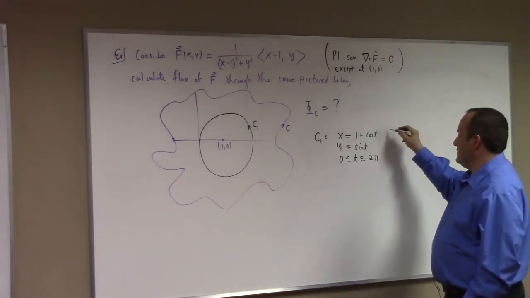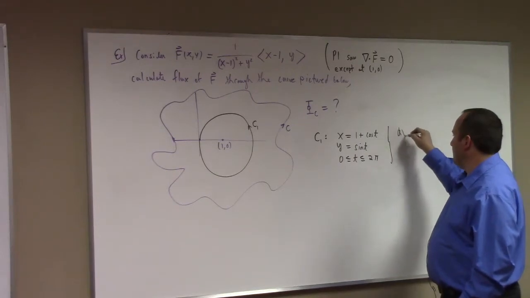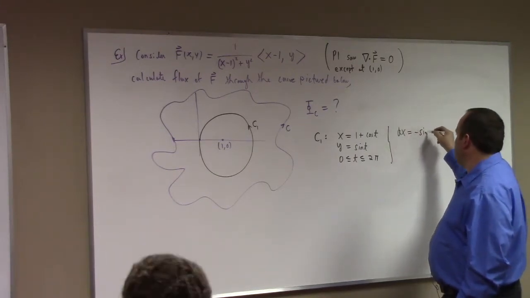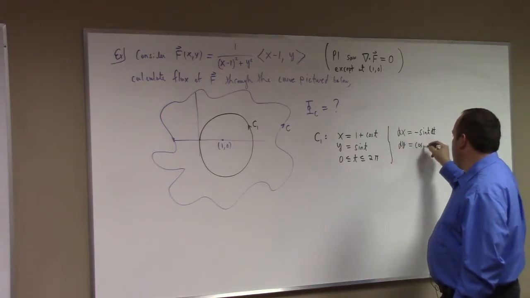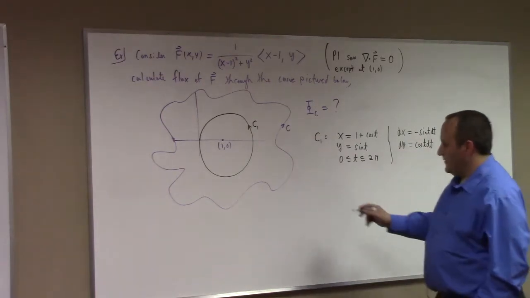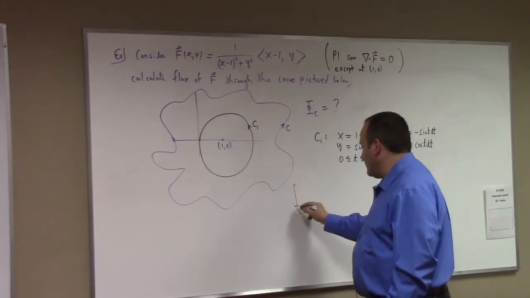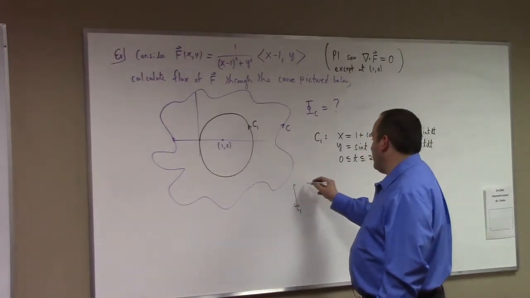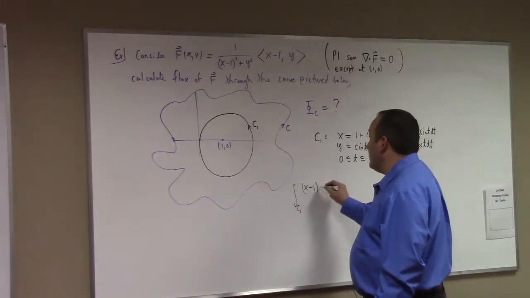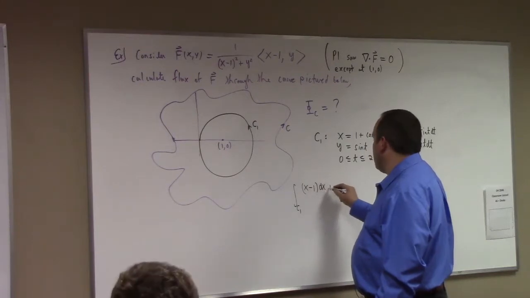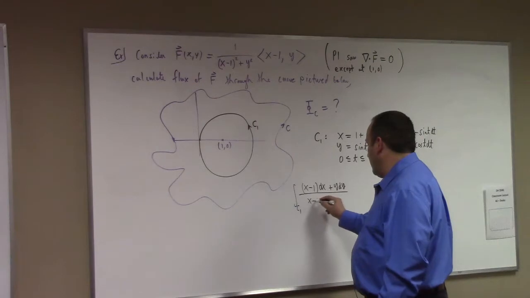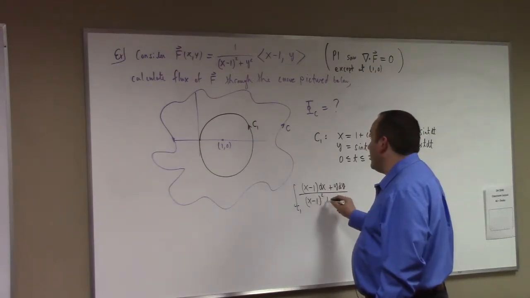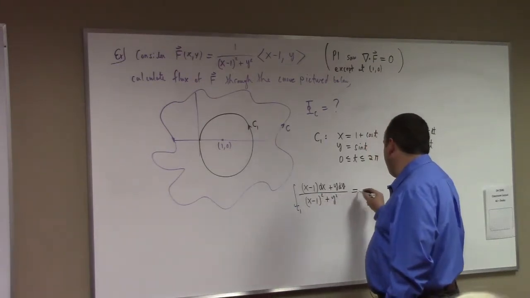So what is your dx? Minus sine t dt, right? What's your dy? Cosine t dt. And we're trying to calculate the integral along C1 of what we got: (x minus 1) dx plus y dy, divided by (x minus 1) squared plus y squared, right?